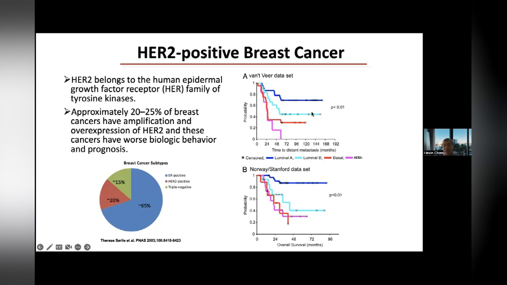So this is Luminal A, Luminal B. Basically, these are hormone positive breast cancers. They have relatively better survival. But the other two types here, the HER2 positive and also the basal, sometimes called triple negative, are overlapping. They have a much worse survival rate compared to the other subtypes of breast cancer. Two different studies all show a similar pattern. So HER2 positive breast cancer is a very aggressive type of breast cancer.